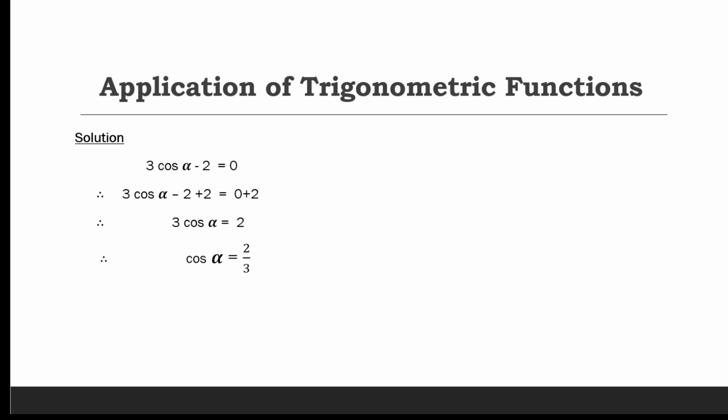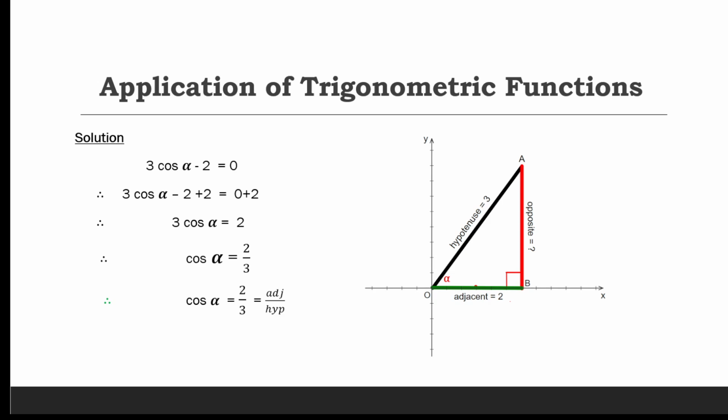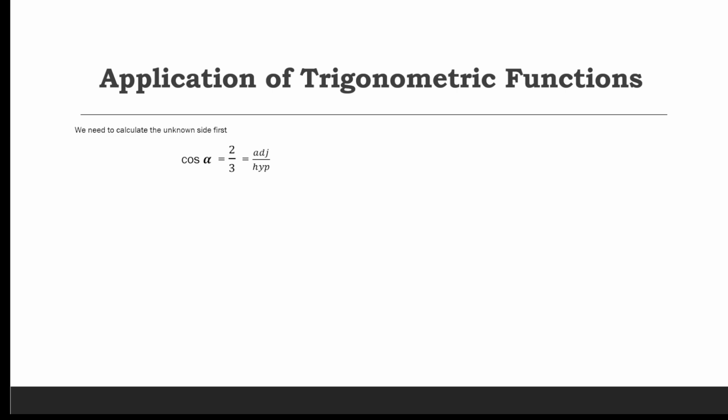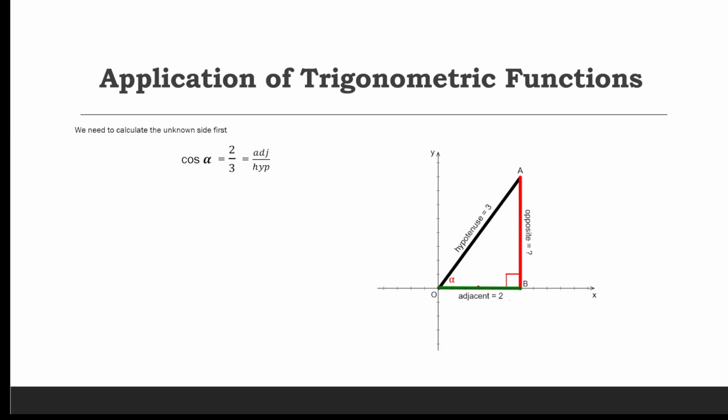And then we know that cos alpha is adjacent over hypotenuse. That will imply that our adjacent side is equal to 2 units and hypotenuse side is 3 units. Then we put that into a diagram. Our adjacent is 2, our hypotenuse is 3. Now we need to determine the opposite side of the triangle.